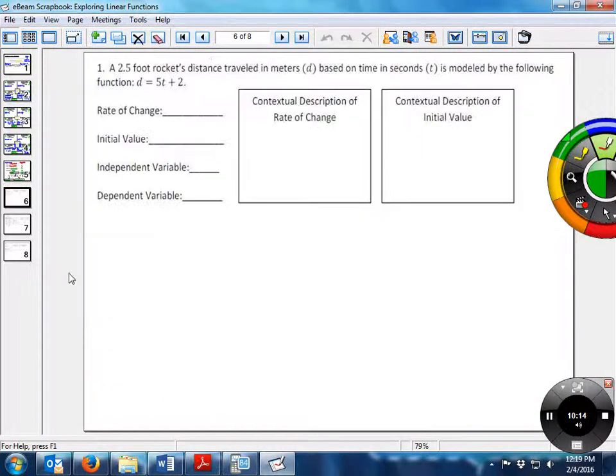Okay, so now what you're going to do is you're going to take 3 sample problems. The first one we're going to work together. The second one you're going to work with your group. And the third one you're going to do on your own. The first one, a 2.5-foot rocket distance traveled in meters based on time in seconds is modeled by the following function, d equals 5t plus 2.